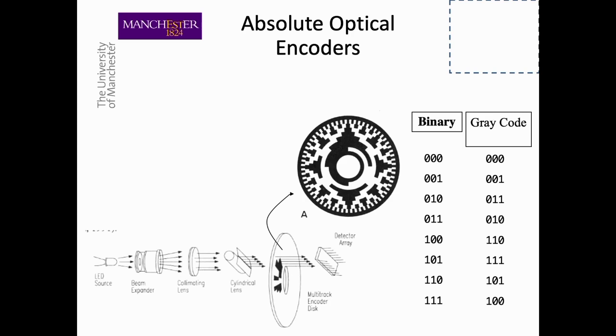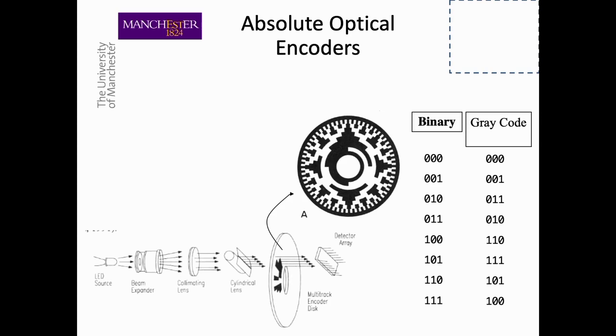And it's called a quadrature encoder because we've got four states. Imagine we've got sensor A and sensor B. They can either both be high, or both be low. A can be high and B can be low, or A can be low and B can be high. So we've got four states. So that's a quadrature encoder.